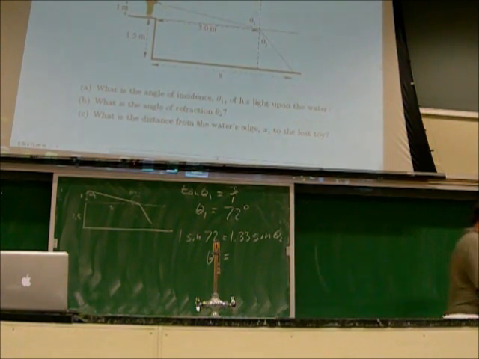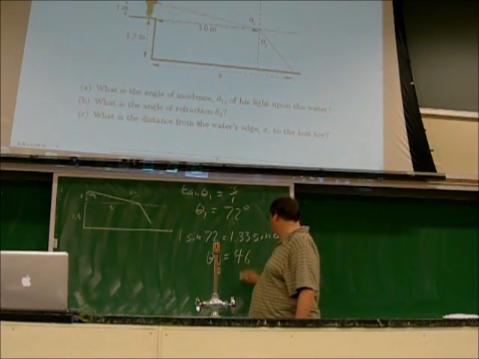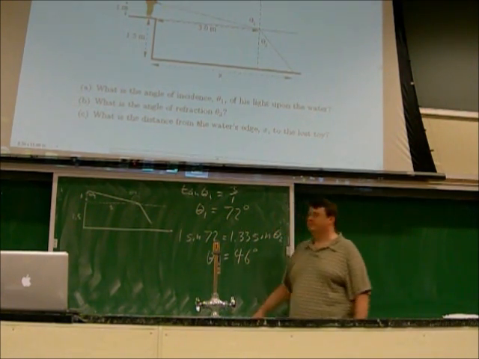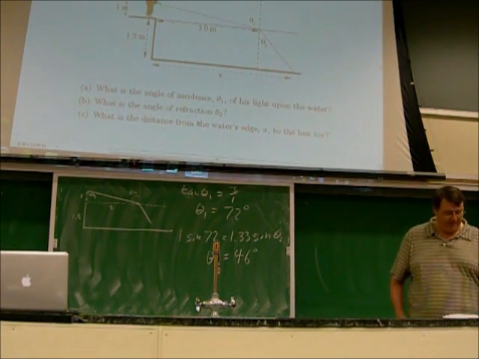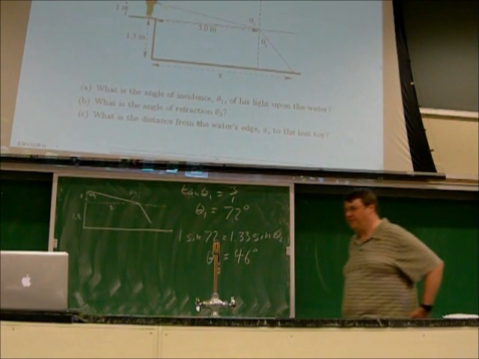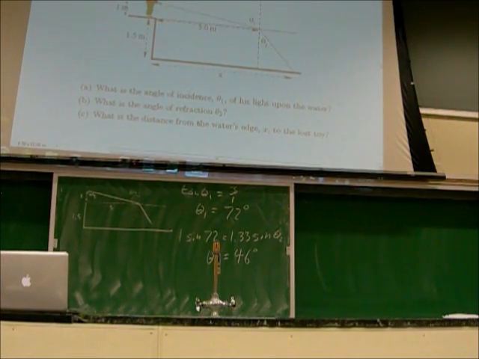So what's theta 2? 45.5. How much? 46. Okay. I'm going to test you for thinking instead of calculating. Round 46 to 45. How far from the edge of the pool? 4.5. Very good.